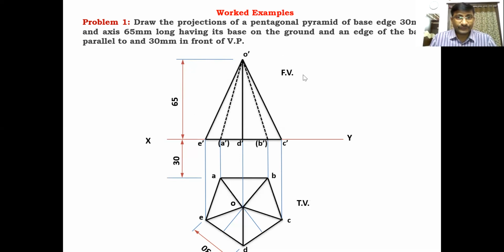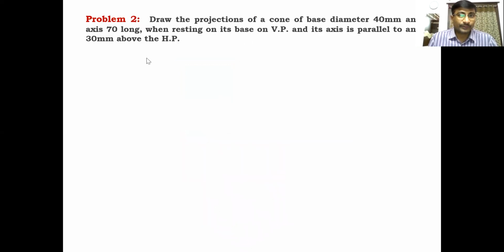This is the front view of the solid when the axis is perpendicular to the HP, and this is the top view when looking from the top side of the solid. This is the top view below XY and a front view above XY. Clear? This is the first problem. I hope you understand. Try this at your home in the drawing sheet or A4 sheet. Let us go for the problem 2.